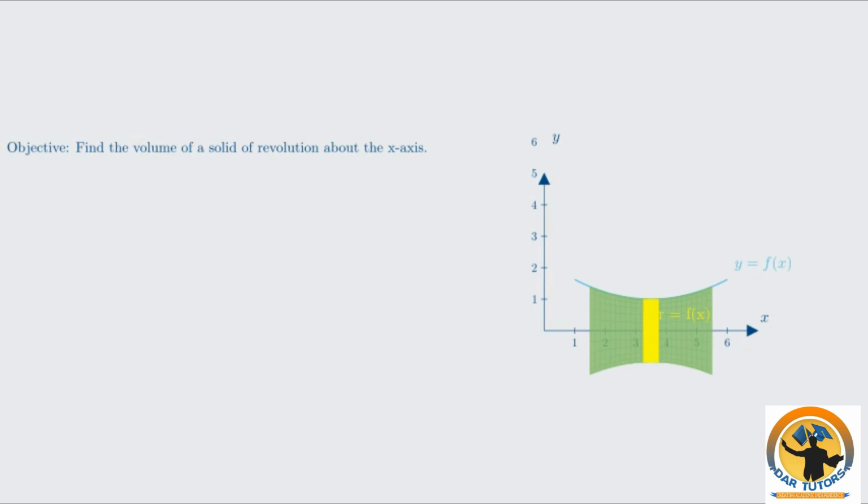The volume of a single disk is the area of its circular face times its thickness. The area of a circle is pi r squared. So, the volume of one disk is pi times the radius squared, times the thickness. Substituting f of x for the radius, we get pi times f of x squared, times dx.